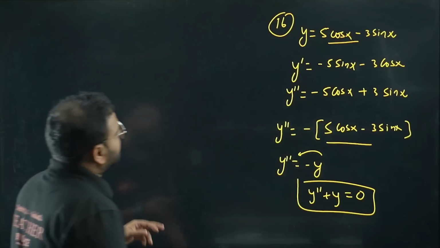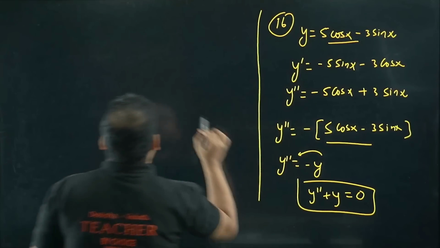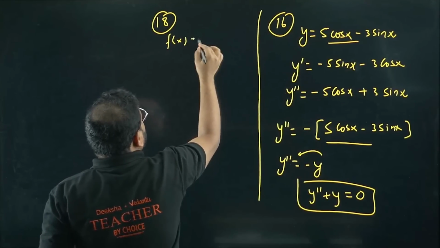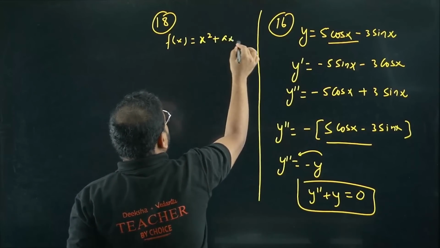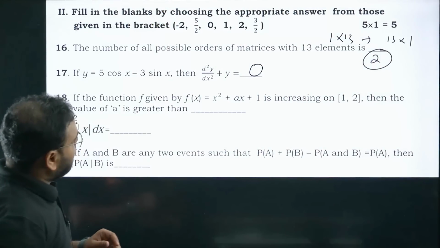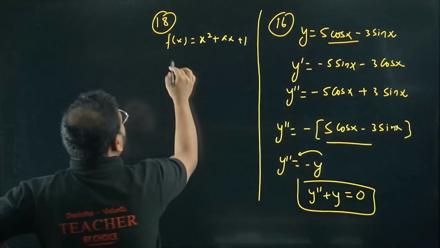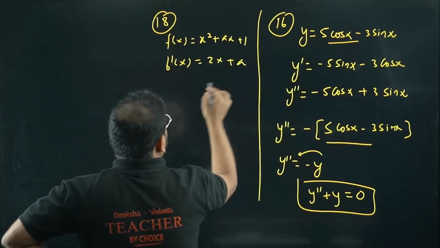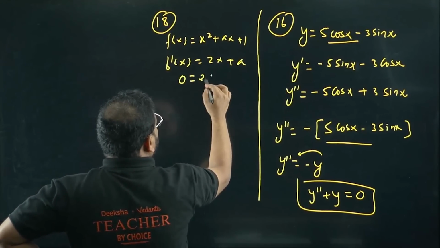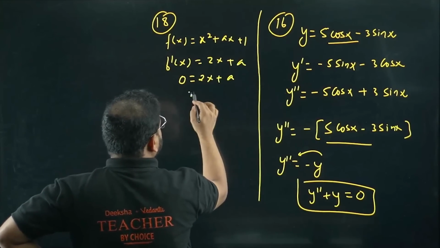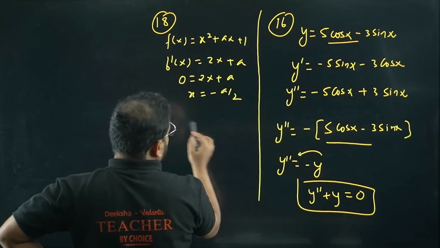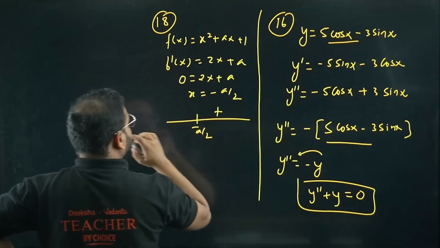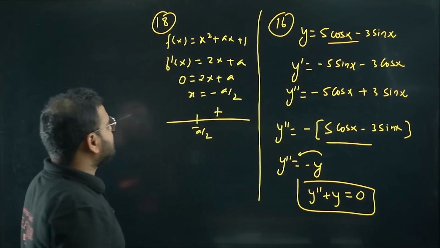Function is given. Let's solve this question. 18th one. What do we have over here? f of x is given as x square plus ax plus 1, I guess. Have a look. Increasing, they are saying, so find the derivative to find the critical point. You'll get it as 2x plus a. From here you get 0, 2x plus a, x is equal to minus a by 2. On this side you'll have a plus sign, correct? We'll have plus sign only.